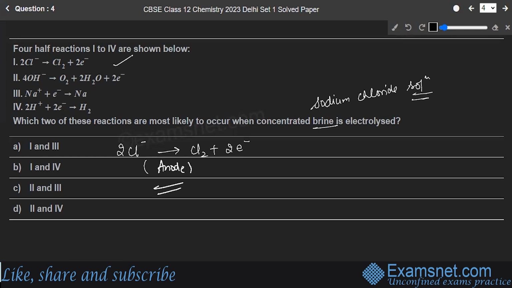This reaction occurs at the anode, when the chloride ion loses two electrons to form chlorine gas, and the two electrons will be liberated. And what will happen at the cathode? Sodium will gain those electrons to form sodium metal. This reaction occurs at the cathode, where sodium gains electrons to form sodium metal. So you have the first and third.